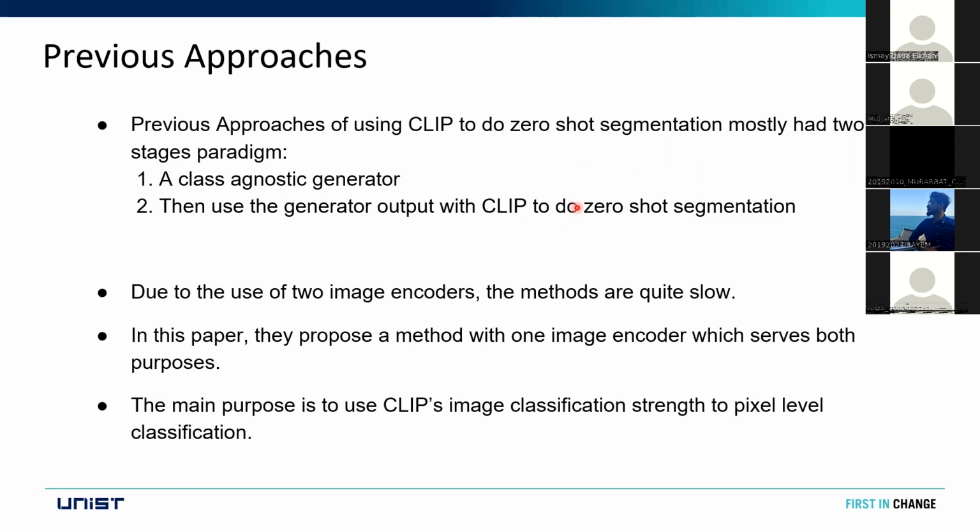But the problem here is they use two image encoders, and since they use a transformer and two image encoders, it gets really slow. So in this paper, they try to incorporate all the features of CLIP and zero-shot segmentation together with one image encoder, which makes it substantially faster than previous methods.